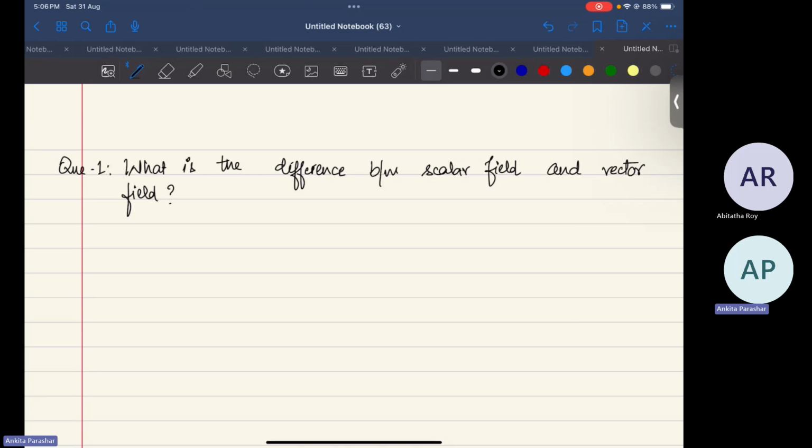So here is the first question. Here we want to know the difference between the scalar field and the vector field. Can you quickly recall what is the difference between a scalar field and a vector field?